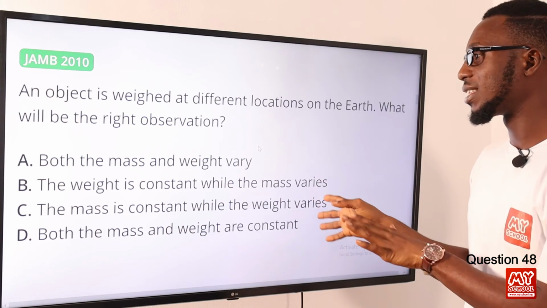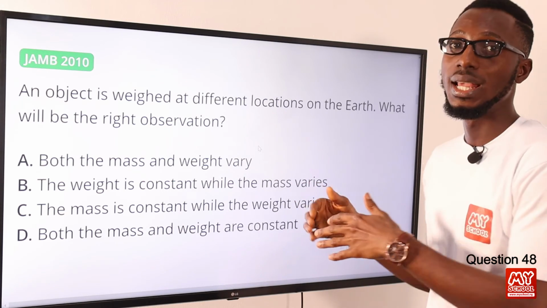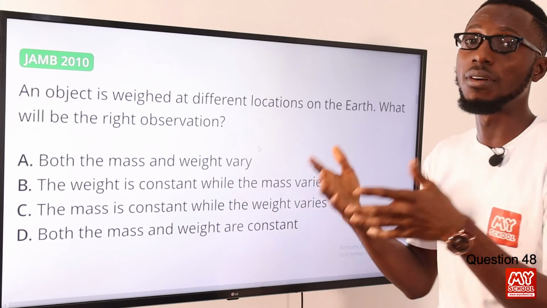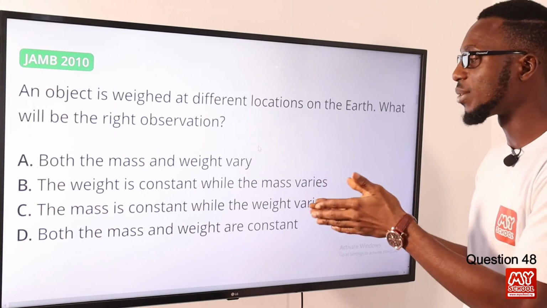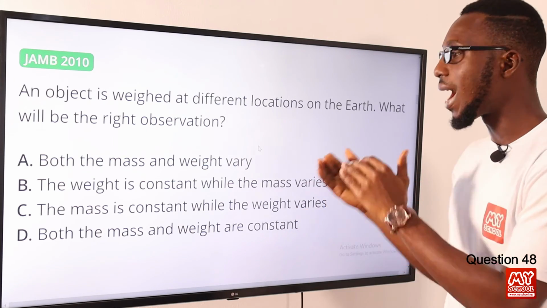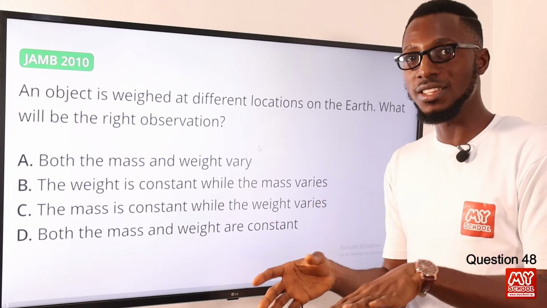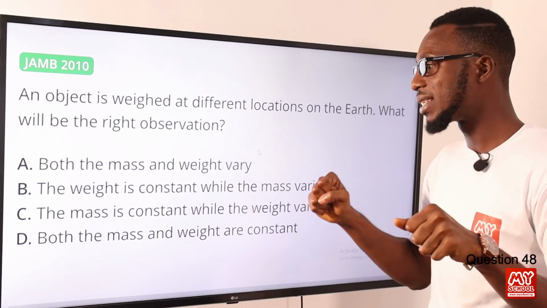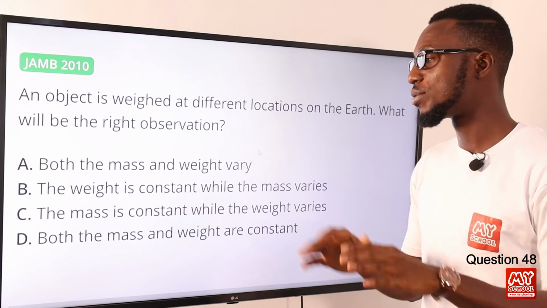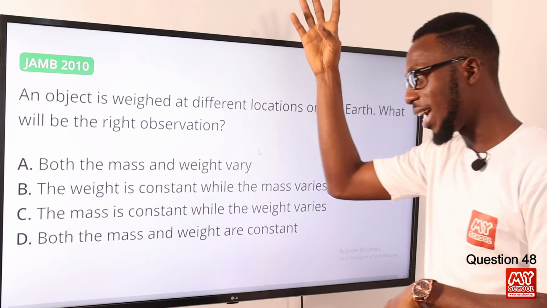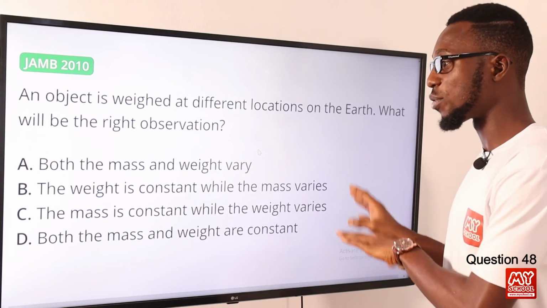So we should also know that this in turn influences the acceleration due to gravity of a particular body. When we talk about weight, we are talking about its influence on acceleration due to gravity, and this varies from place to place. It is minimum at the equator and maximum at the poles. So in that context, we can say that the mass is constant even outside there, but the weight will vary. So option C is the correct option.